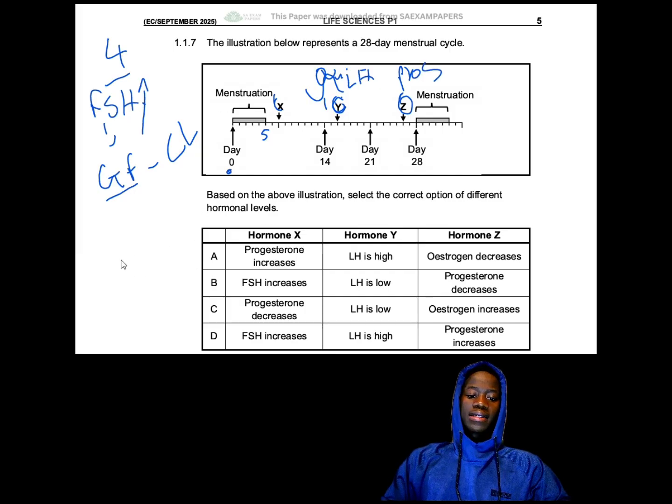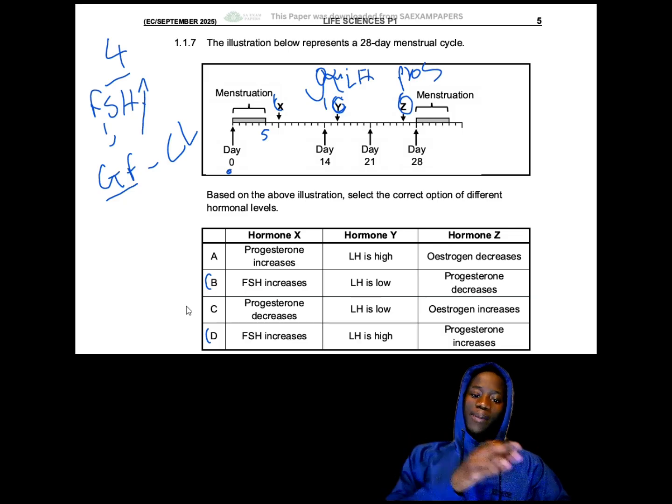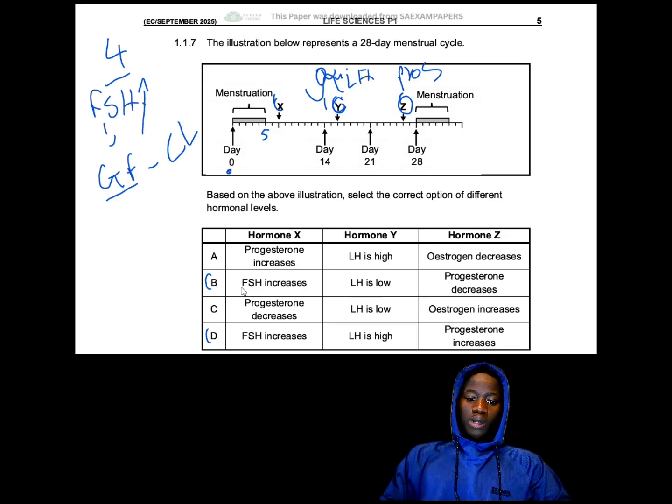So let us go through the table and see what we are given. So they're saying A, hormone X, progesterone increases. No, of course not. X is not the representation of the hormone progesterone, but of FSH. So in this case, we're only going to take into consideration the options which speak of FSH, with X representing the FSH, okay? So now that is between B and D, okay? So in this case, we have B, where they're saying FSH increases, which is true. What about D? They're saying FSH increases, which is also true.